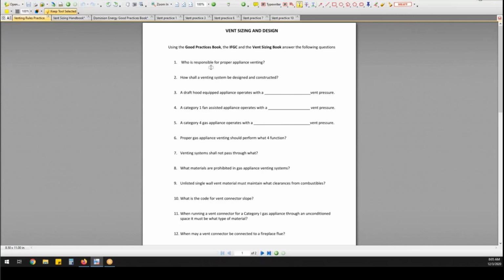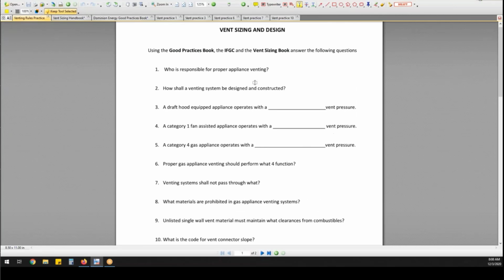So what we're going to do first is go over this and correct it, and make sure you guys know where the answers are found in the material that you can take into the test. So we're going to start with number one. We'll start with Kurt and Tim. Who is responsible for proper appliance venting, and where did you find that information at?